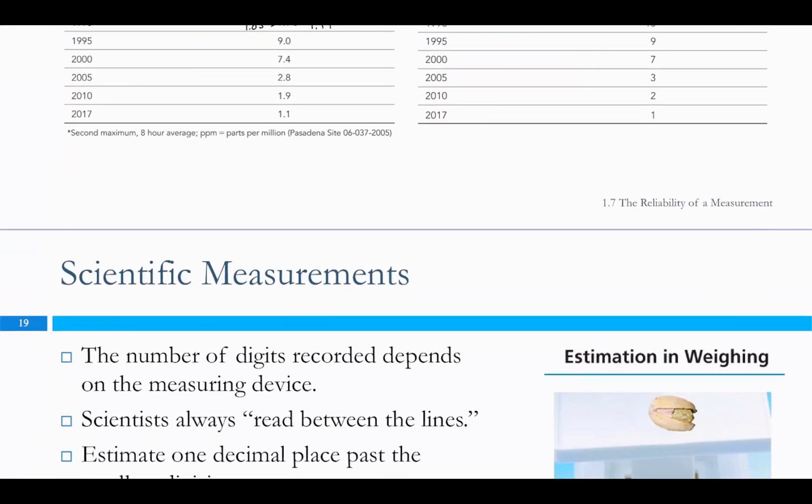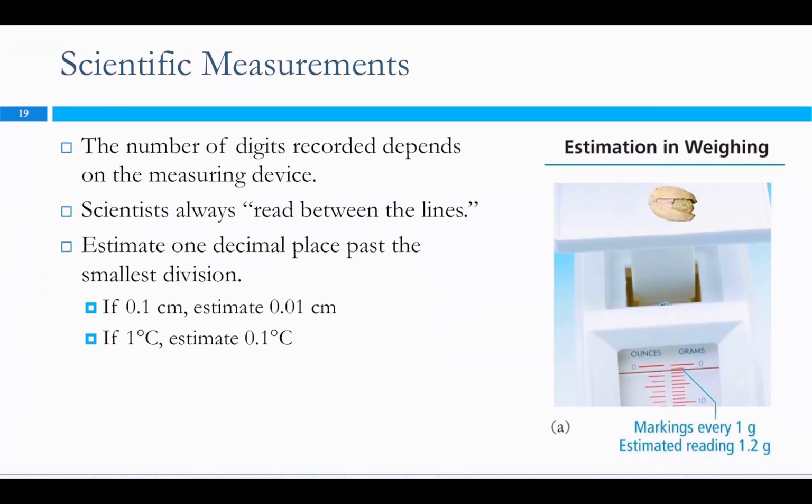Basically, that's what we're going to be talking about here. And this is what you should remember. Scientists always read between the lines. For analog instruments, if you're reading a graduated cylinder, if you're reading a ruler, read between the lines. Whatever the smallest line is, you have to guess in between there. The number of digits recorded depends on the measuring device.